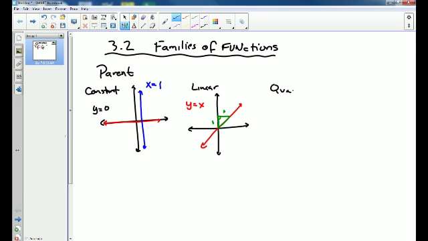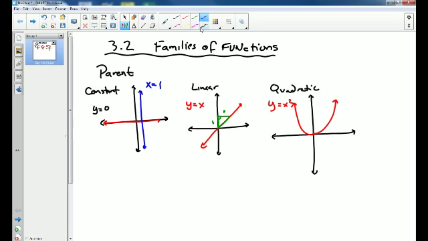Quadratic. What's this one called? Parabola. Yep. The parent is y equals x squared. Again, we will shift it left, right, up and down, etc. We'll reflect it across the x-axis. We'll do all sorts of stuff like that. I thought y equals x squared was the straight V. That's absolute value, which is another one we're going to hit.